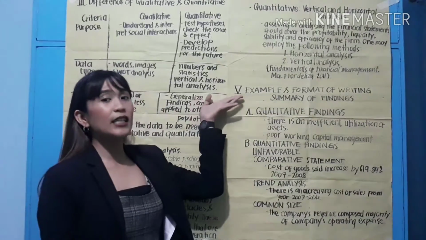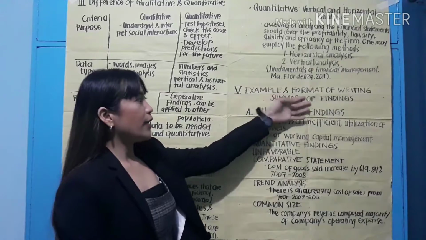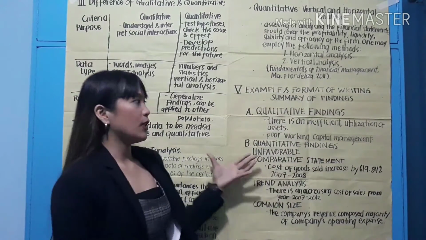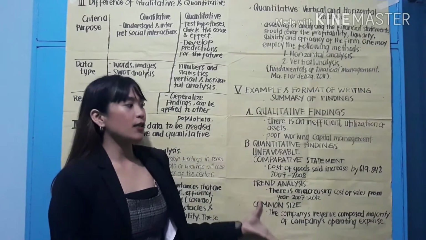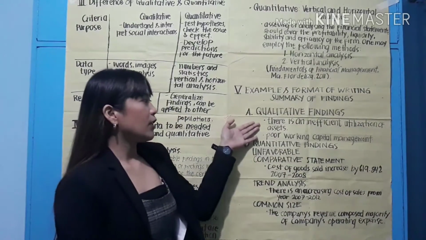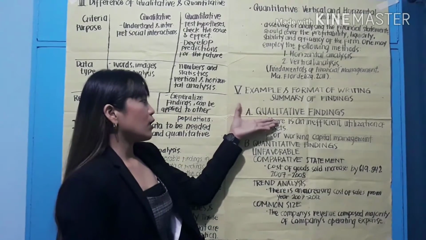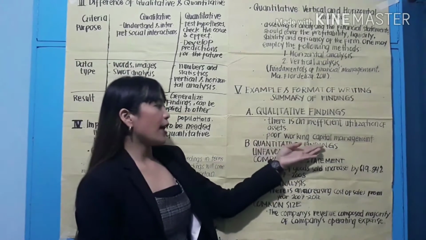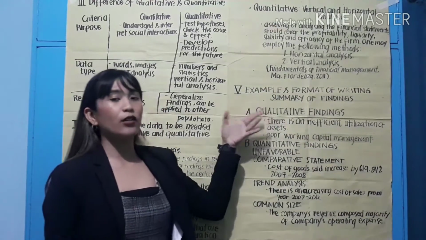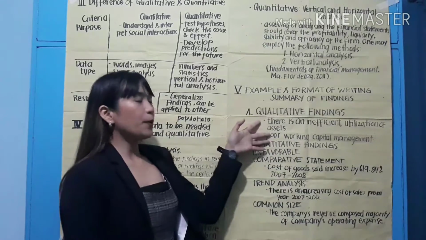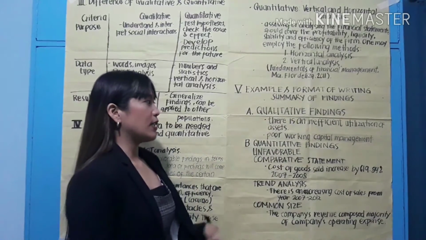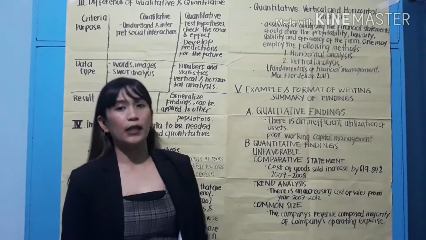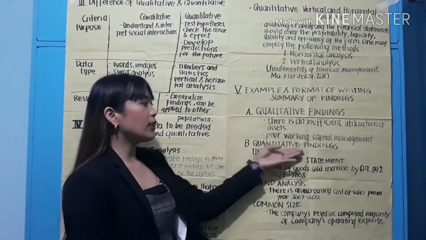And this is the example and format of writing summary of findings. This findings is from the Boxtec Company, the financial plan of Boxtec Company, Philippines. And the format first is qualitative findings and quantitative findings. Under the qualitative findings are all analysis or interpretation in the SWOT analysis. Examples are, there is an efficient utilization of asset, poor working capital management. The next will be the quantitative findings.